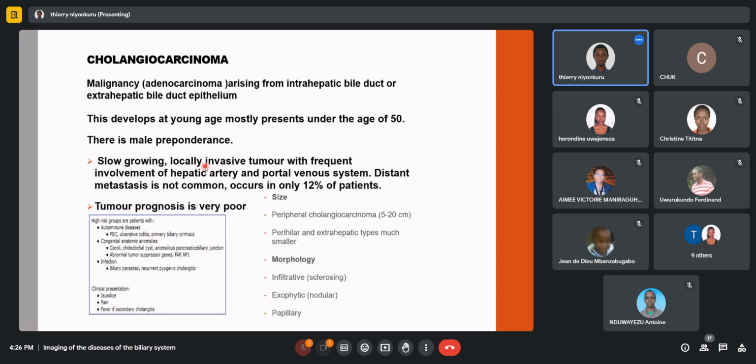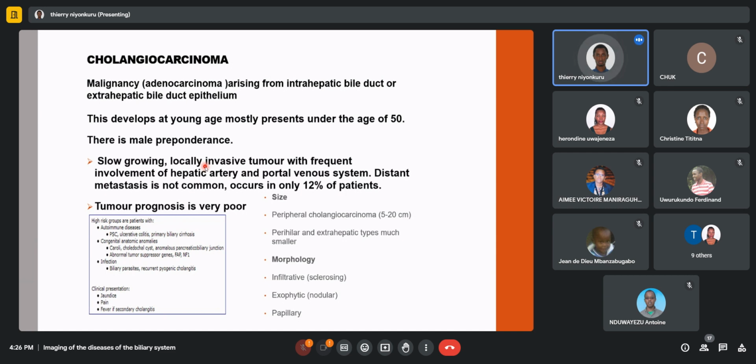There is cholangiocarcinoma, which is an adenocarcinoma which arises from the intrahepatic or extrahepatic bile duct epithelium. As we have seen, there is some benign disease which may have malignant transformation. It develops at a young age, mostly under 50, and it has male preponderance. It is a slow growing and locally invasive tumor with frequent involvement of the hepatic artery and portovenous system. Distant metastases are not common, and occur in about 12% of patients. And the prognosis of the tumor is very poor.